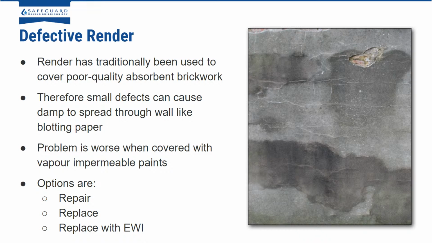And this can be made worse if the render is covered with a vapor impermeable paint, such as an acrylic paint, which makes that a lot worse. So in those situations, there are three main options. One is to repair the render that's already there. The second option is to replace it, and the third option is to replace it with external wall insulation.